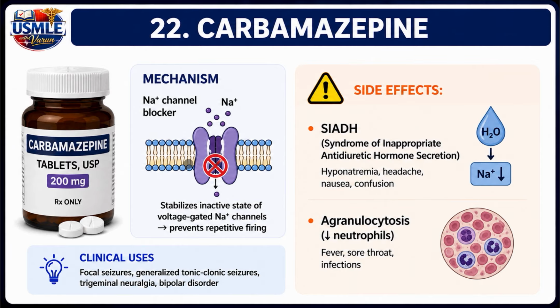Carbamazepine also blocks voltage-gated sodium channels. Important adverse effects include syndrome of inappropriate antidiuretic hormone secretion, causing hyponatremia, as well as agranulocytosis and aplastic anemia. Like phenytoin, it is a strong cytochrome P450 inducer. The patients who are started on carbamazepine need to be monitored with a CBC because there is a high risk of aplastic anemia. Clinical uses of carbamazepine are in focal seizures, generalized tonic-clonic seizures, trigeminal neuralgia, and bipolar disorder.